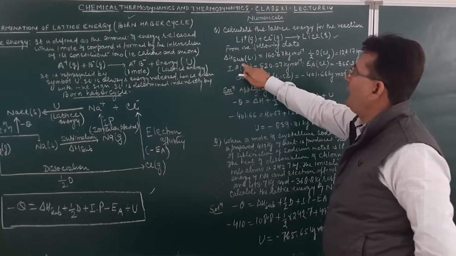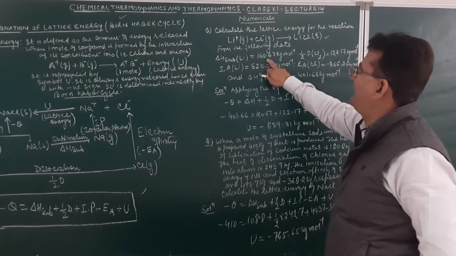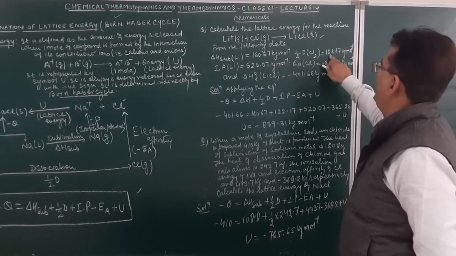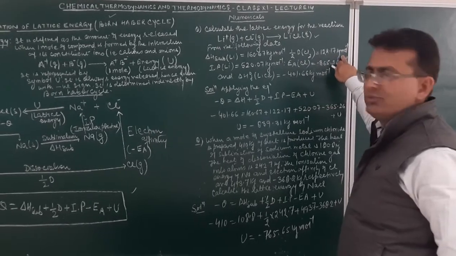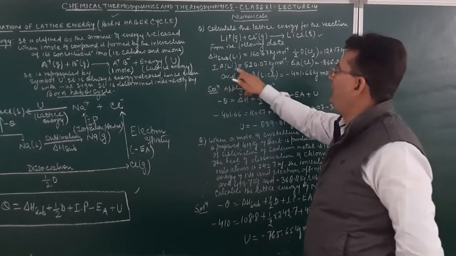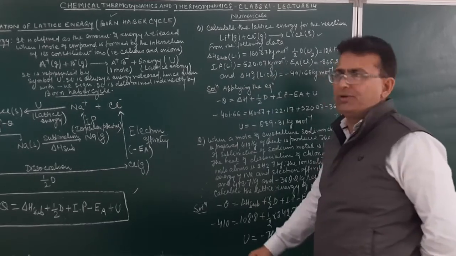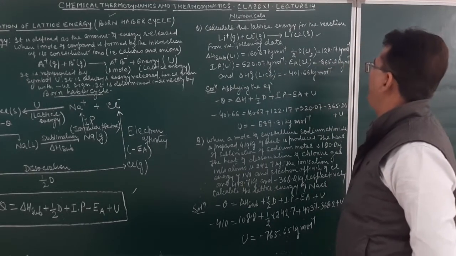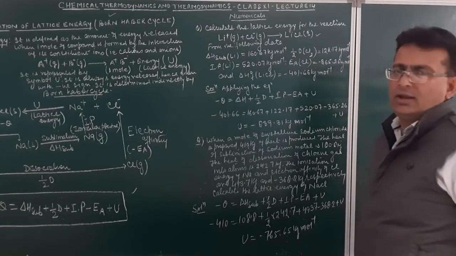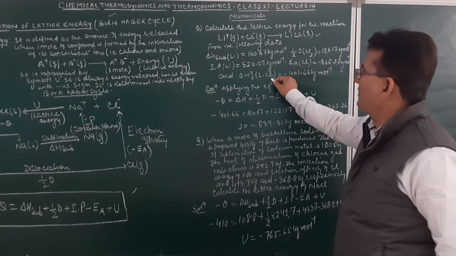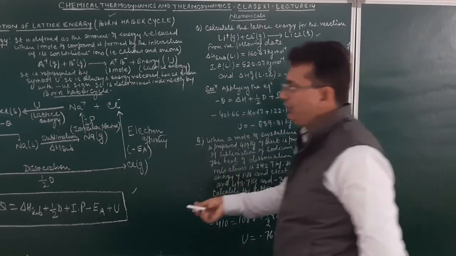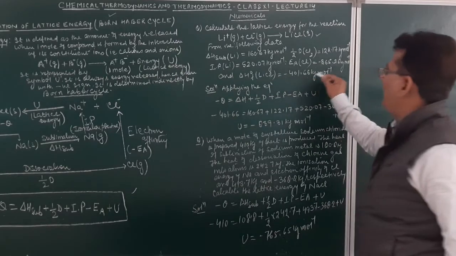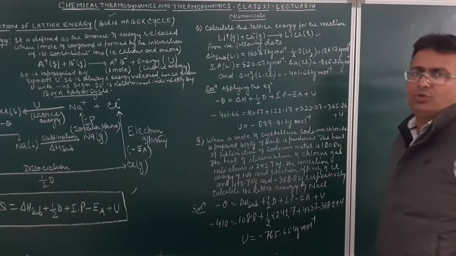The given data is: enthalpy of sublimation of lithium is 160.67 kilojoule per mole. Energy of dissociation for chlorine is 122.17 kilojoule per mole. Ionization potential for lithium is 520.07 kilojoule per mole. Electron affinity for chlorine is minus 365.26 kilojoule per mole. And the enthalpy of formation, that is the heat of a reaction, is minus 401.66 kilojoule per mole.